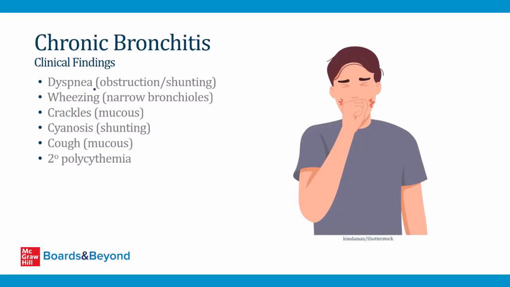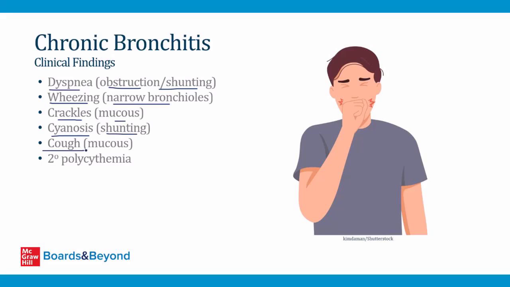So on this slide are some of the clinical findings you can see due to chronic bronchitis. Obviously, there can be dyspnea because of obstruction and shunting. Patients can have wheezing from narrowing of the bronchioles because of those thickened walls. There can be crackles from the mucus. You can also see cyanosis. This is from shunting like we talked about. The mucus can cause coughing.